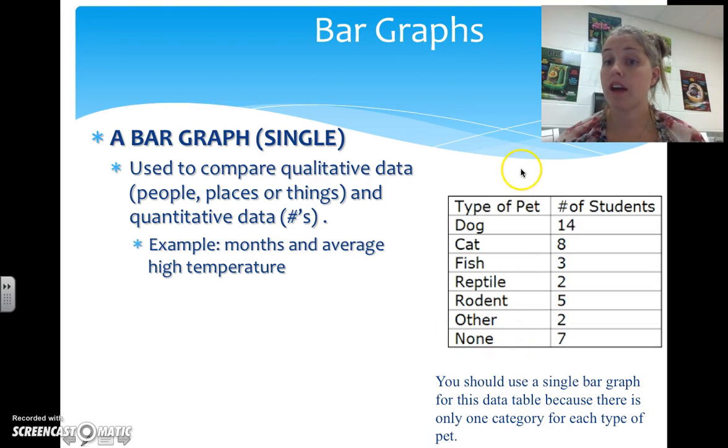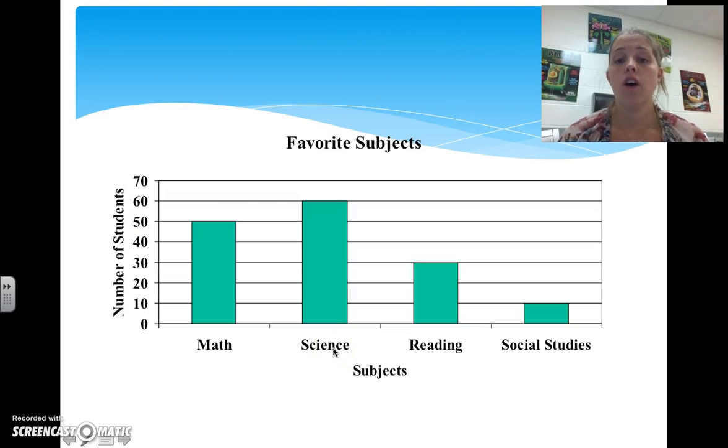This is an example of a table that we would use a bar graph for. You notice that there's a category here, some sort of person, place, or thing, and then we have a measurement or a count of some kind for each category. This would be a bar graph, okay? That would be an example of a bar graph.